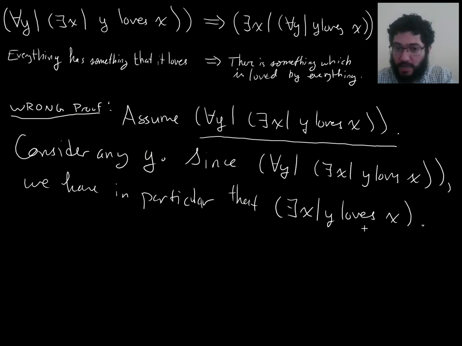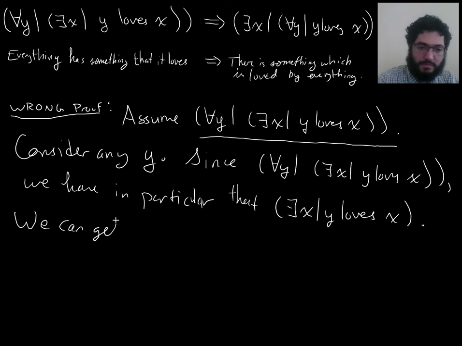Okay, well, if y has something that it loves, then we can give a name to that something, right? So we have an existential here. Let's do some existential instantiation to make use of this. So y has something that it loves. Let's call that something x. So we can get an x such that y loves x.